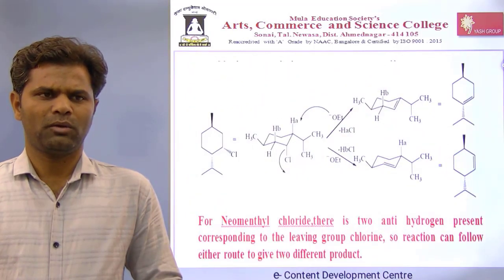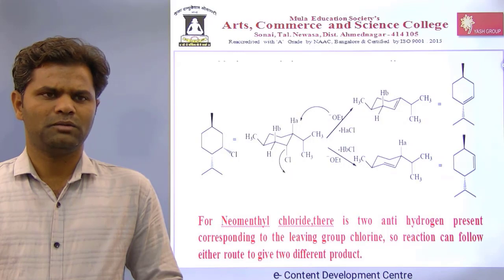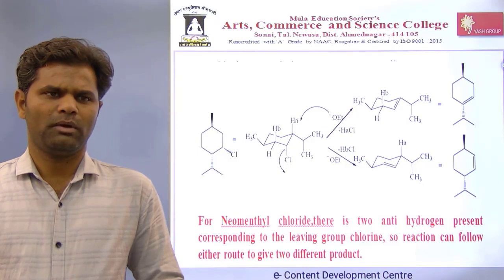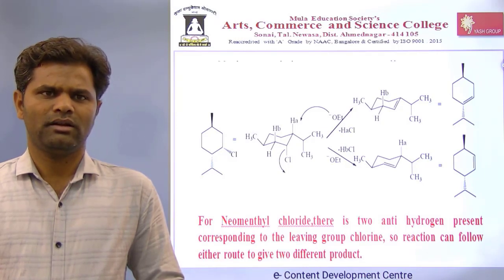Now consider first of all neomenthyl chloride. In neomenthyl chloride, the leaving group halogen, that is chloride, is present at the axial position. With respect to that axial position, there are two anti hydrogens present corresponding to this leaving group chlorine. The first one is the Ha hydrogen and the second one is the Hb hydrogen. If you consider removal of the Ha hydrogen, minus HCl, there is formation of the first olefin. And if you consider the loss of HbCl, there is formation of the second olefin. So the reaction can follow either route to give the two products.